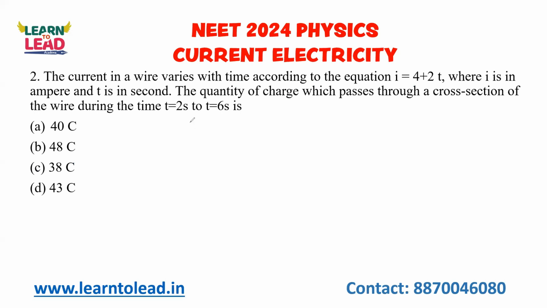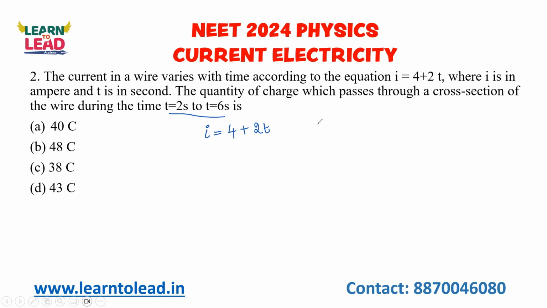See the next question. The current in a wire varies with time according to the equation I is equal to 4 plus 2t, where I is in ampere and t is in second. While solving the question itself, you should take the given data and solve it. Don't waste time by reading the same question twice or thrice. Definitely in the exam hall, you won't get any time. The quantity of charge which passes through a cross section of the wire from t equal to 2 seconds to 6 seconds. What is the charge?